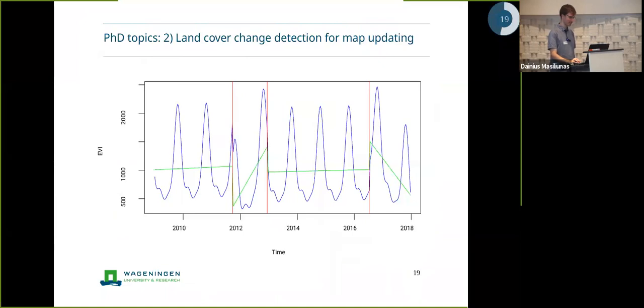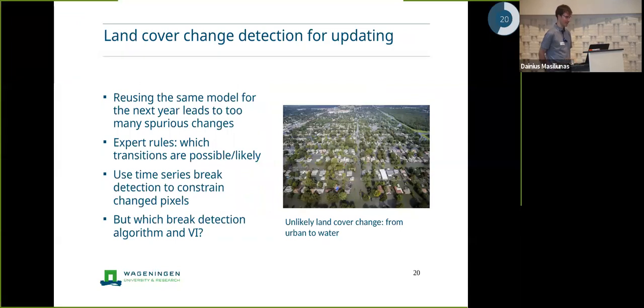Yes, so this is the part that I want to cover in this session. Specifically, what I was doing is land cover change detection to enable the map updating. And the obvious way to update land cover maps would be to just classify maps for every year. And you can expect that that should give good results.